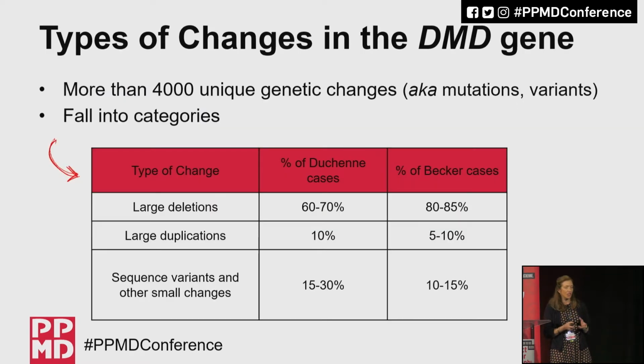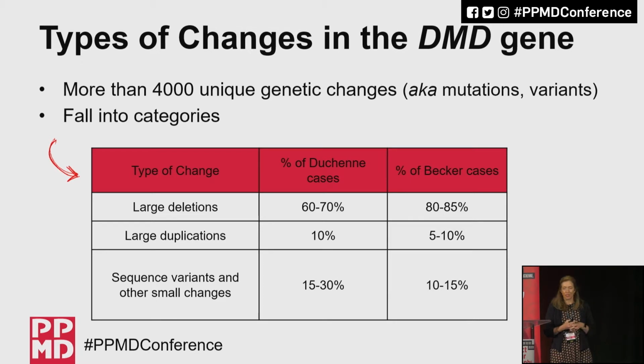So there's lots of different changes that can be acquired within the DMD gene because it is so huge. It is susceptible to acquiring a lot of changes. There's thousands of changes that have been documented. You've probably seen different names for these. They've been called mutations in the past. We tend to see the word variant used more often. And you're also going to see maybe words like benign or pathogenic. A pathogenic variant means it's a disease-causing variant.